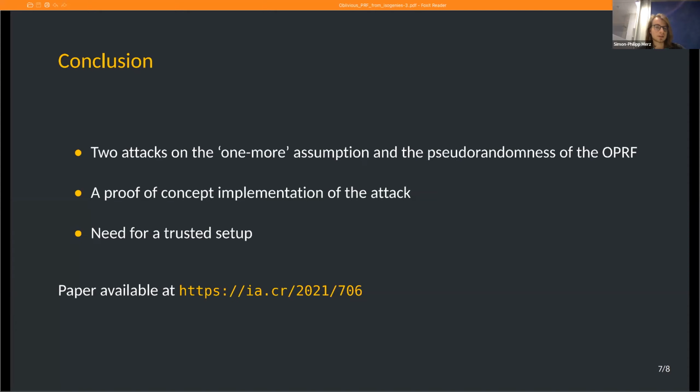We give a proof of concept implementation of the attack, which was implemented in Sage. And finally, something I didn't get around to in this short talk, but I refer to the longer talk and obviously our paper. We discuss in the paper that the starting curve E0 has to be chosen by a trusted setup, as otherwise the OPRF can be either backdoored by the client or a malicious third party, or at least one of the security proofs by Benhamouda et al. break if the server chooses the starting curve. Thank you for your attention.